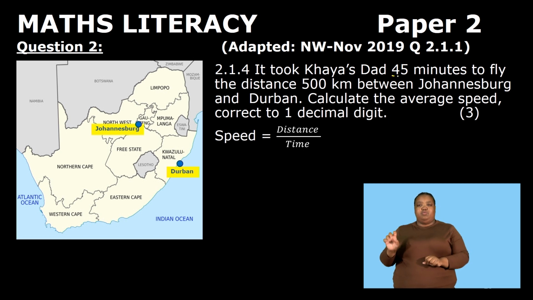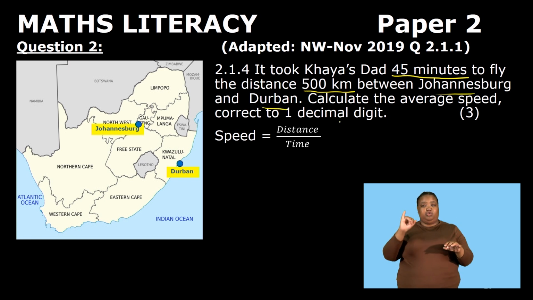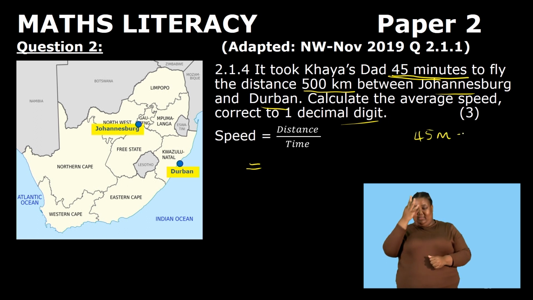Then we move along to the next question, 2.1.4. It took Kaya's dad 45 minutes to fly the distance of 500 kilometers between Johannesburg and Durban. Calculate the average speed correct to 1 decimal place. If it is not stated whether to calculate it in kilometers per hour or minutes per distance, you can simply calculate it in kilometers per hour. In this case, we have 45 minutes. Because it's not stated, you can convert it to hours, so you're going to divide by 60.